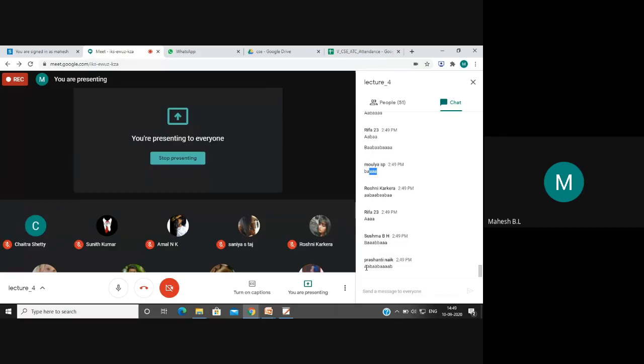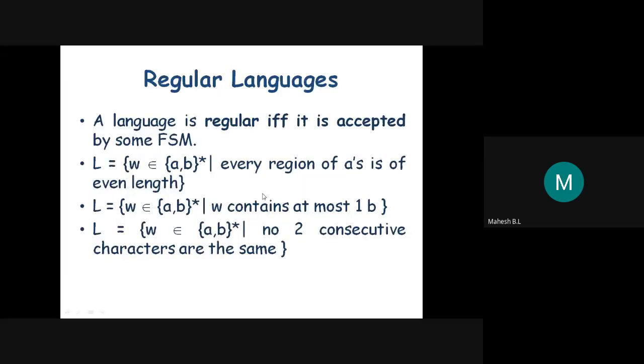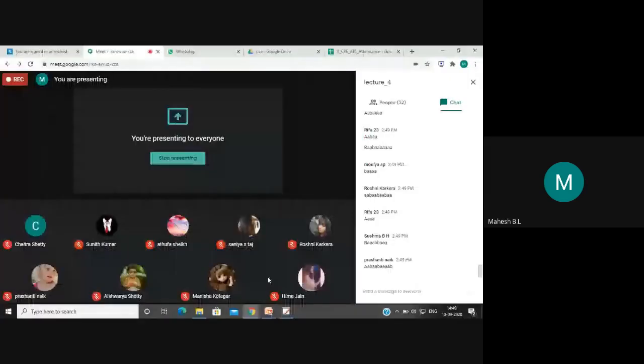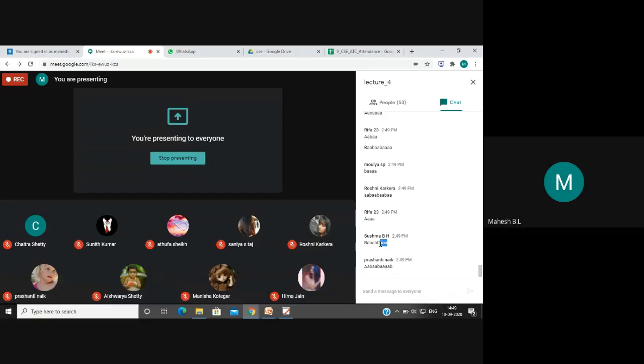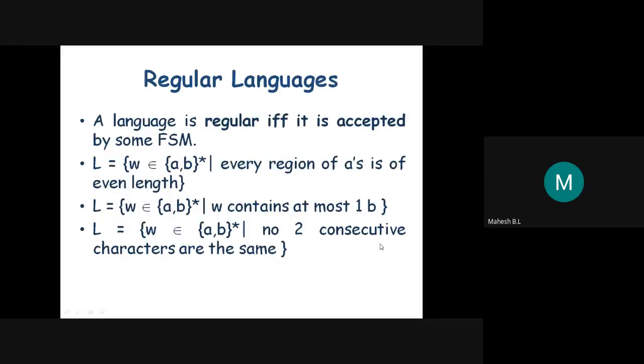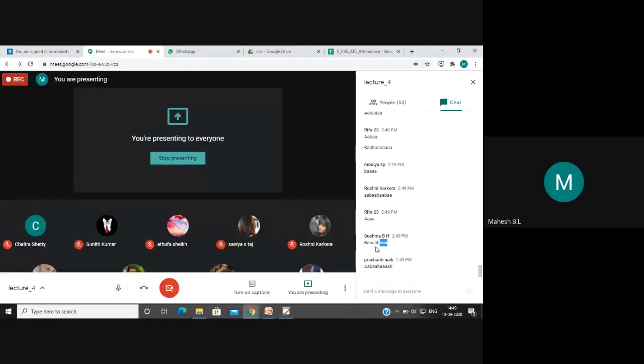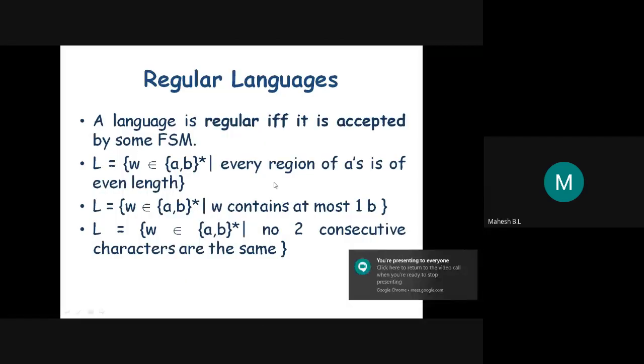What is this? This is wrong. So Sushma, your example is wrong. See here, what is the language? Every region of A's is of even length. In your example, there are two regions, and in both the regions there are three A's. What we want is that in every region there must be an even number of A's. But here, in both the regions, you have an odd number of A's. So that's why this is not the right example. I hope you understood now.